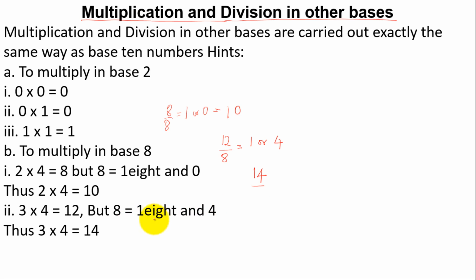Therefore, what we normally do for base 10, you write the remainder and you carry 1. Basically, this is what we're going to be doing when we are doing addition, multiplication and division in the number base.